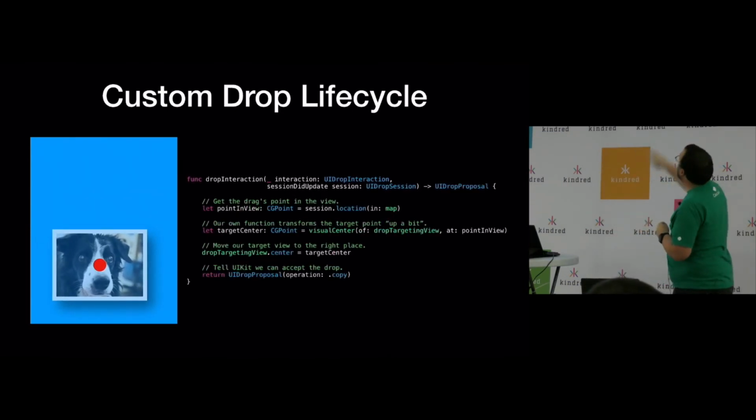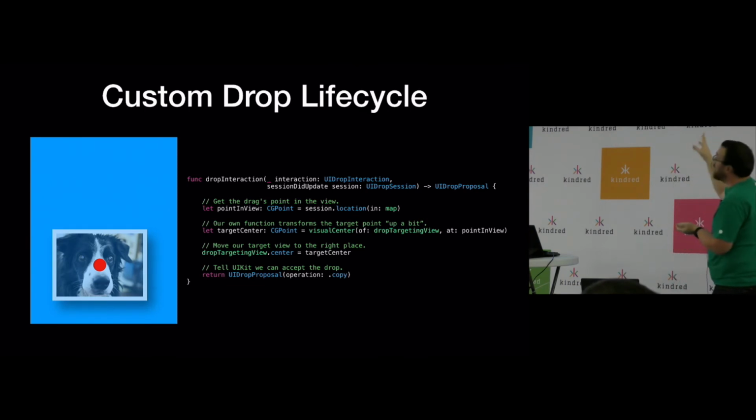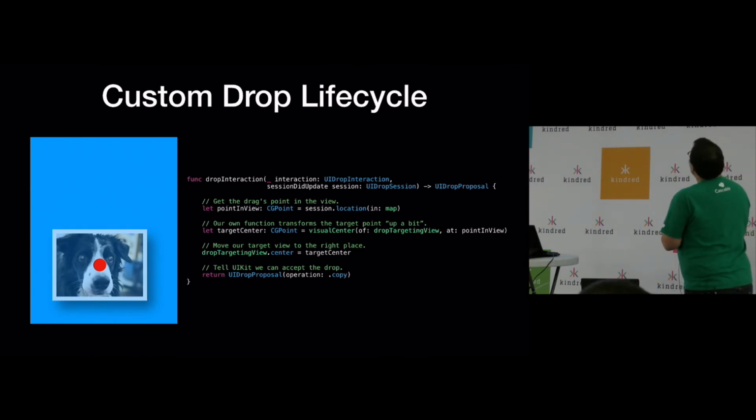And then as the drag goes around, you get this session did update at roughly 60 Hertz. So be quick in here. And I have a method called visual center of the target view, which just gets the point and just makes it go up a bit.